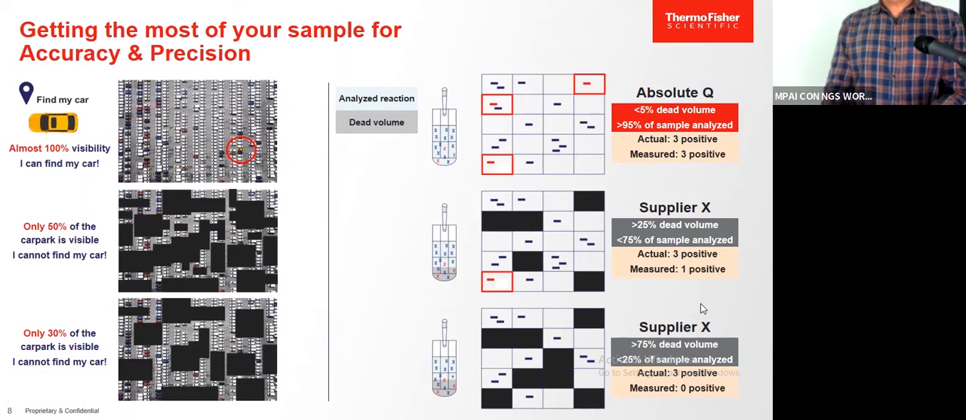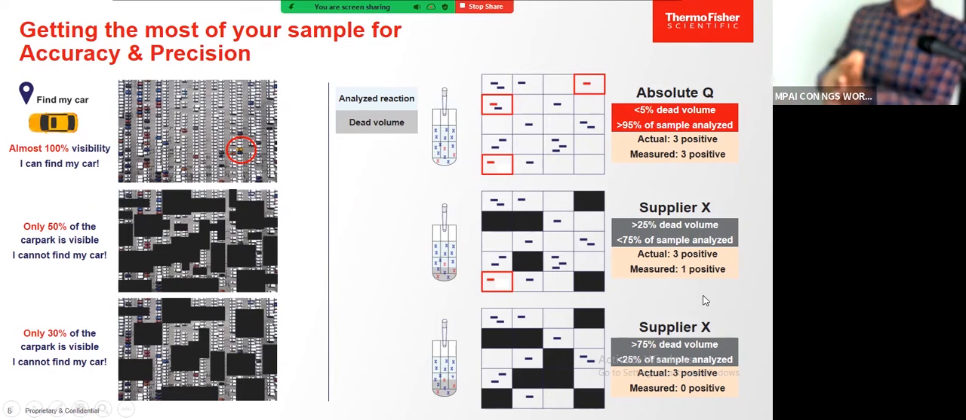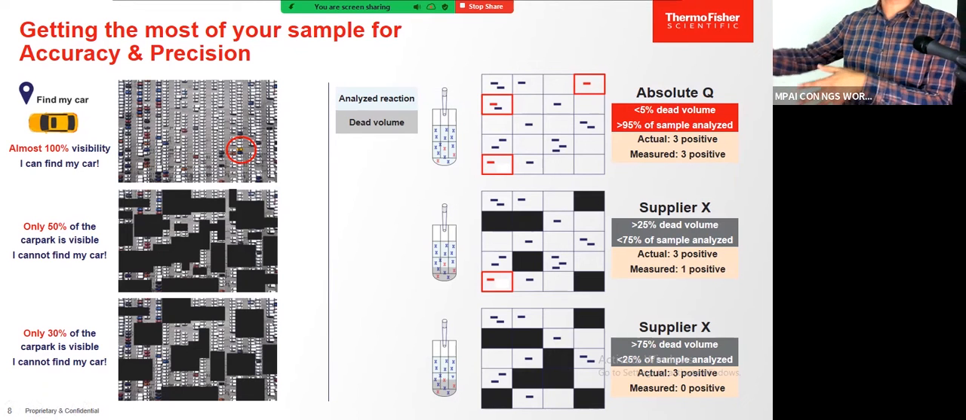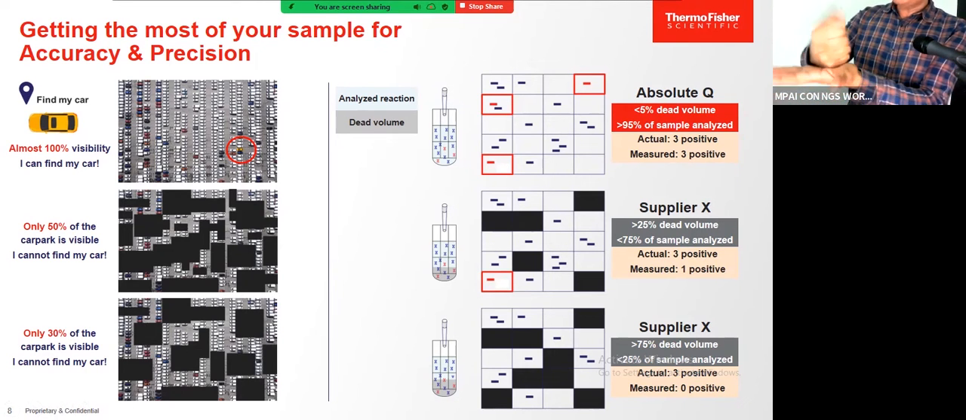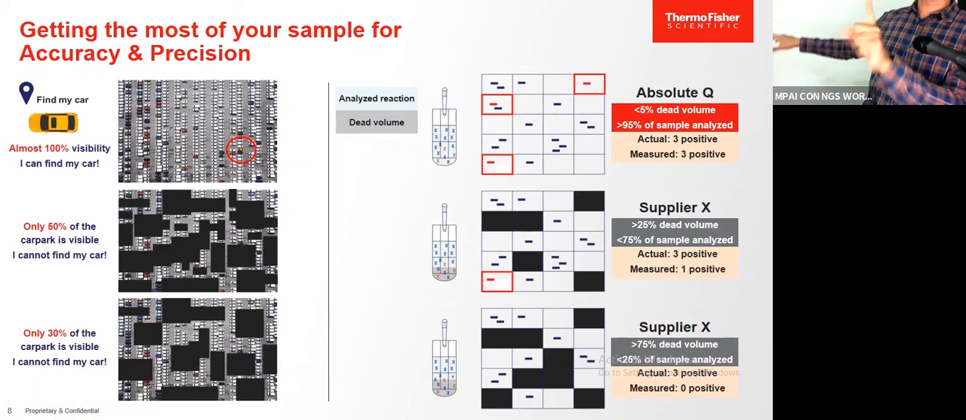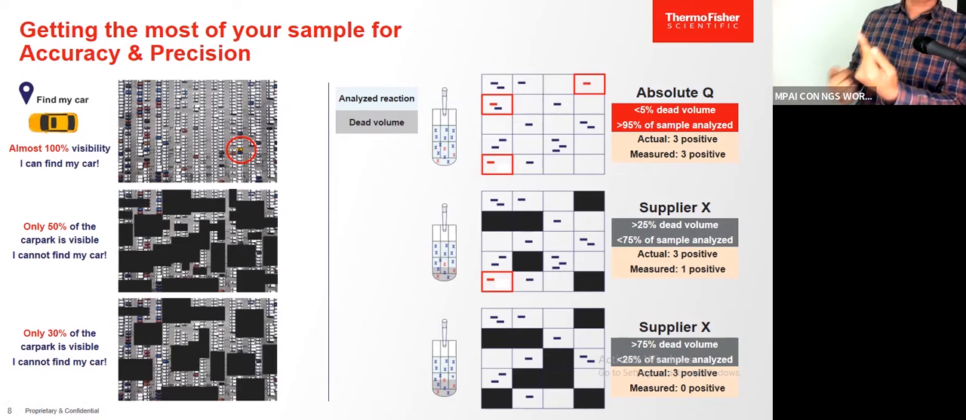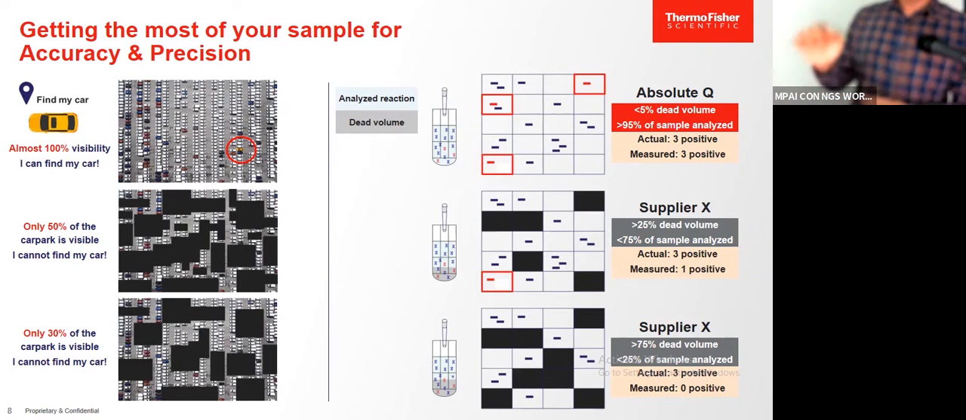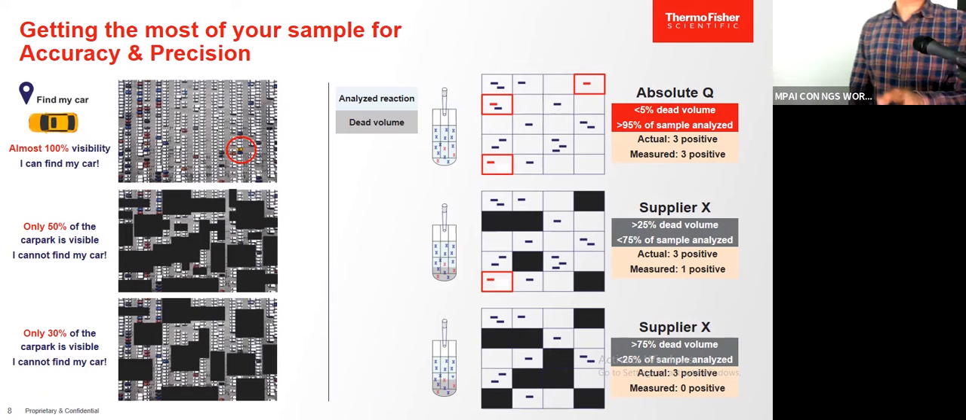But suppose supplier X is providing you a system where the dead volume is almost more than 25%, which means how much you're loading versus how much of that is going to participate. The probability is that probably only one of the mutant molecules will be compartmentalized. So the fact is that there are 3 mutant molecules, not 1, but the report will say there is only 1 mutant molecule. And if this increases further, then you may not get any mutant molecule in these kinds of low-level detections. So this is where the dead volume plays a very crucial role when we're talking about these kinds of samples.